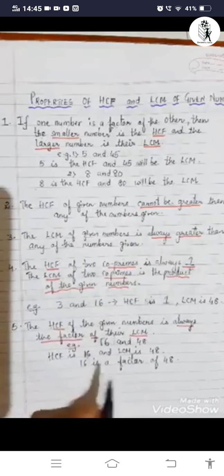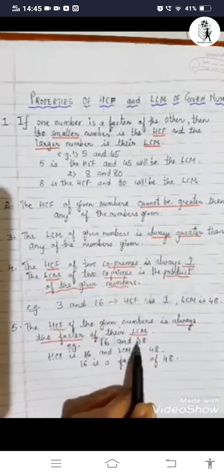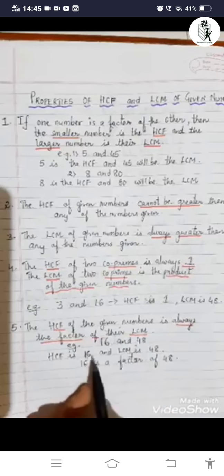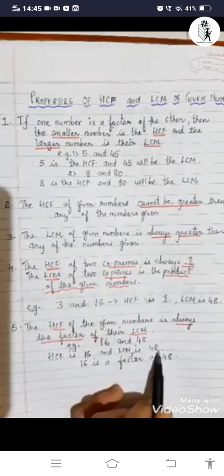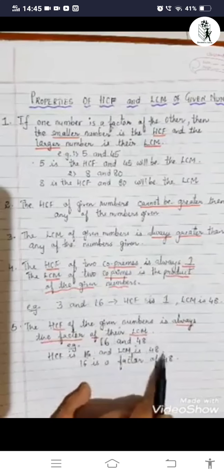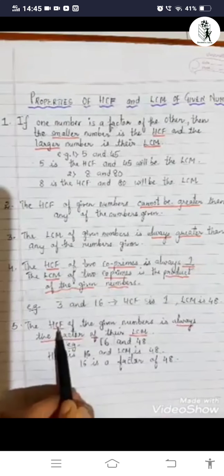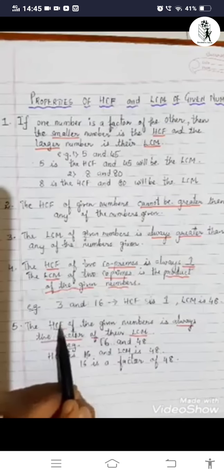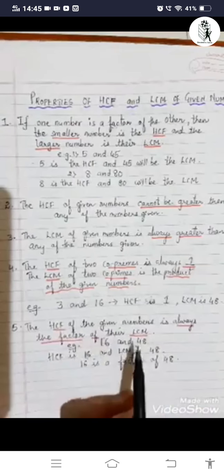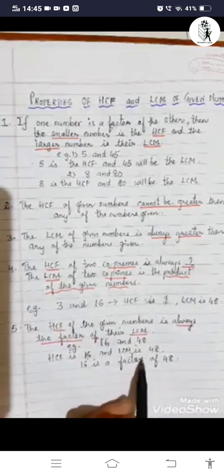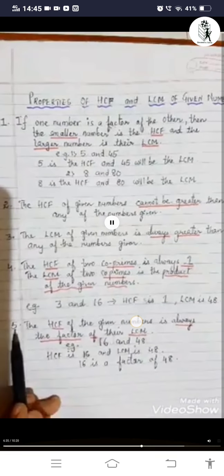So HCF is 16 and LCM is the greater one, that is 48, and we know that 16 is a factor of 48. So this is true for all cases. If you get the HCF of two numbers, that HCF will always be a factor of the LCM of the given two numbers. This is your fifth property.